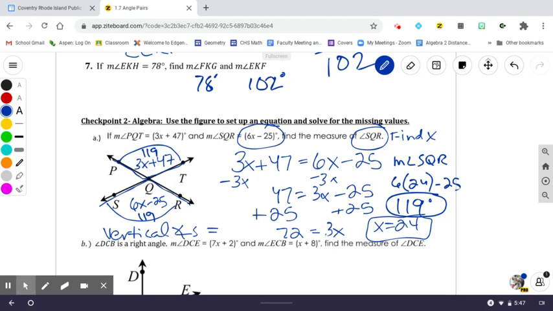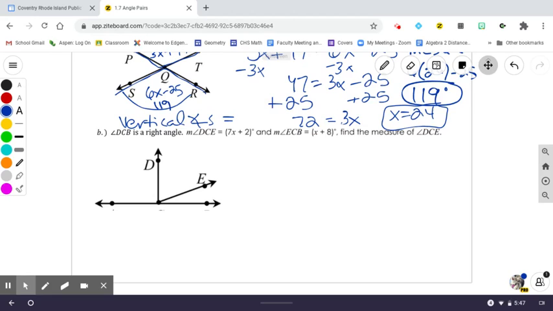So we have to label the picture, figure out what type of angles they are, think about what we know about them, set up your equation, solve for x, and then sometimes plug in.